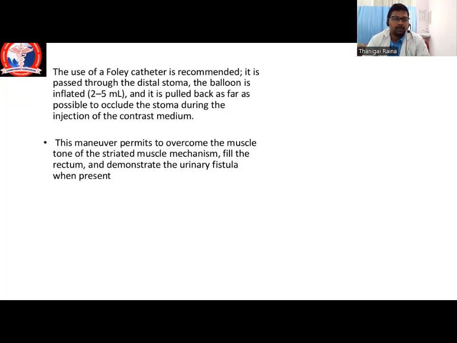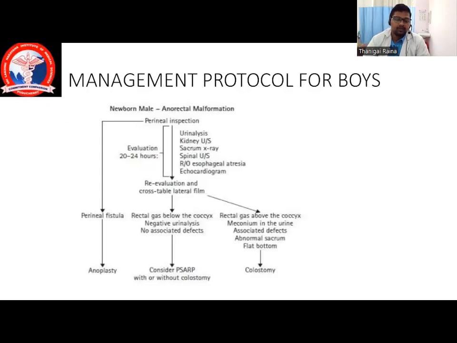The use of a Foley catheter is recommended. It is passed through the distal stoma. The balloon is inflated with 2 to 5 ml and pulled back as far as possible to occlude the stoma during the injection of the contrast medium. This maneuver helps overcome the muscle tone of the striated muscle mechanism to fill the rectum and demonstrate the urinary fistula when present. These are the investigations we will follow if we suspect a baby with ARM.